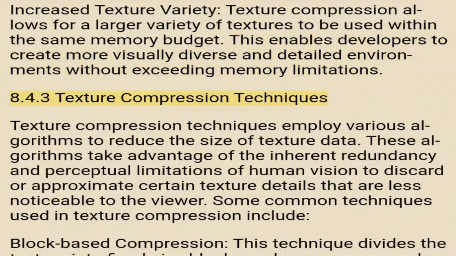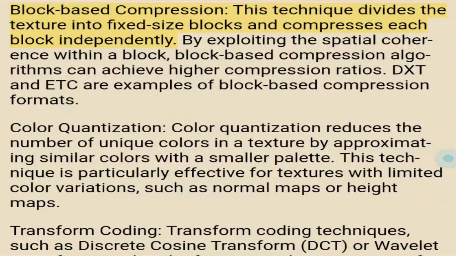8.4.3 Texture compression techniques. Texture compression techniques employ various algorithms to reduce the size of texture data. These algorithms take advantage of the inherent redundancy and perceptual limitations of human vision to discard or approximate certain texture details that are less noticeable to the viewer. Some common techniques used in texture compression include block-based compression. This technique divides the texture into fixed-size blocks and compresses each block independently. By exploiting the spatial coherence within a block, block-based compression algorithms can achieve higher compression ratios. DXT and ETC are examples of block-based compression formats.